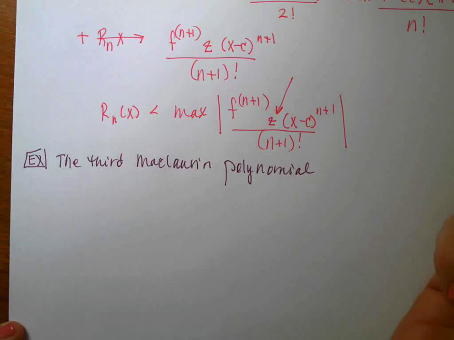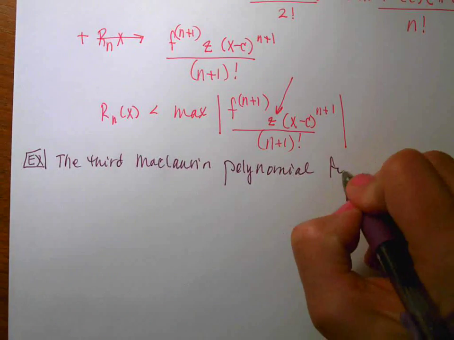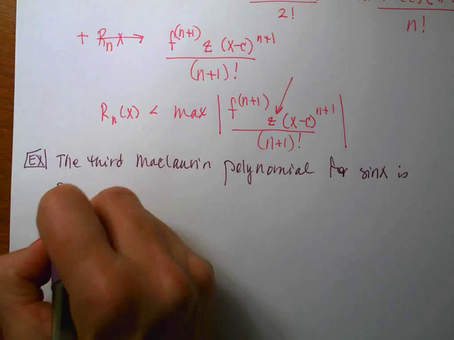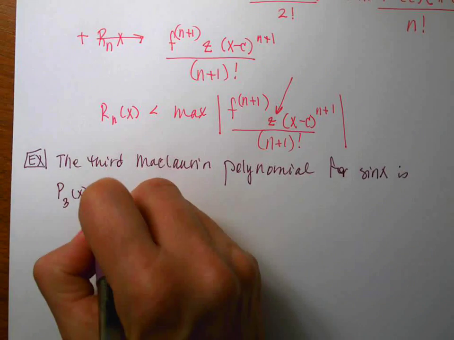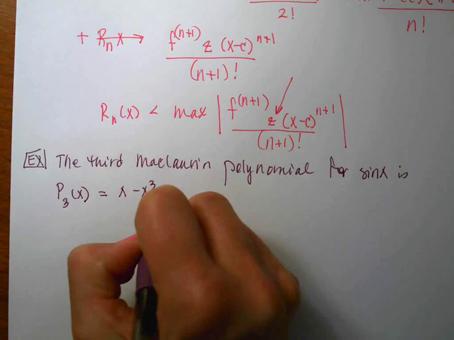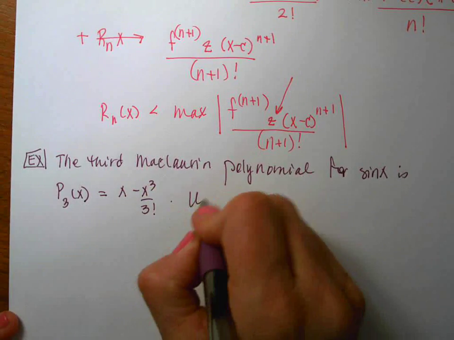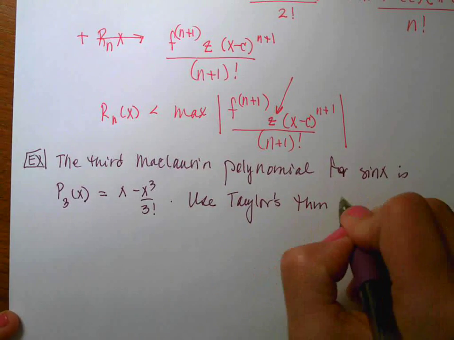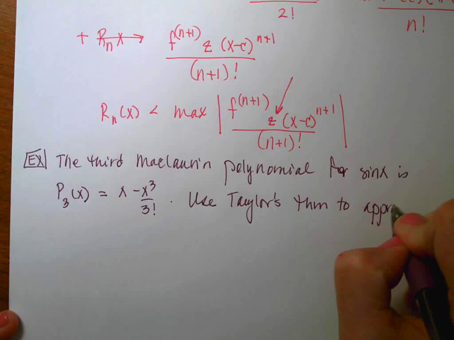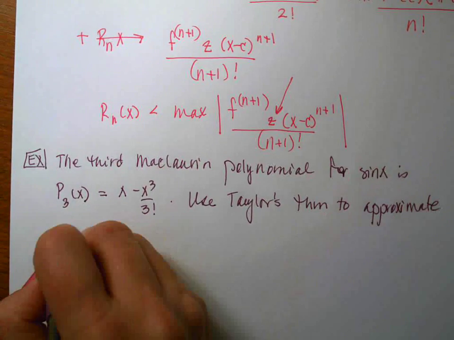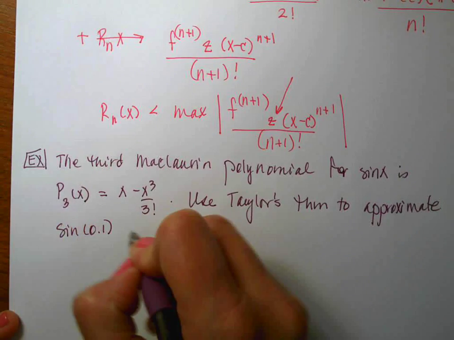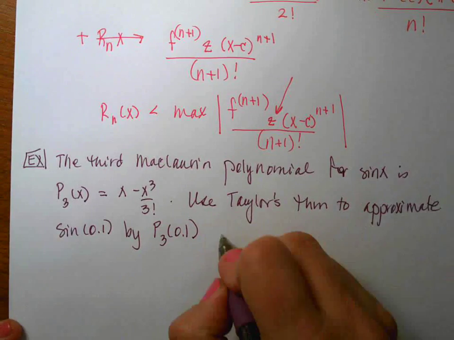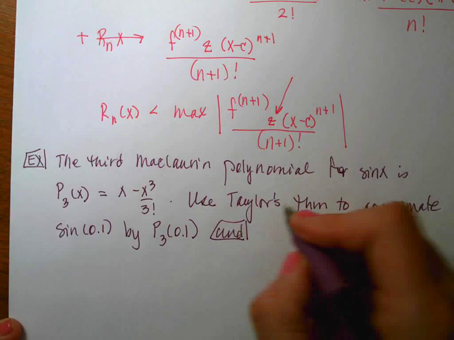Remember, a Maclaurin polynomial is a Taylor polynomial where c is equal to 0. For the sine of x, and we did this math earlier, so we're going to bring it back in, and then this was x cubed over 3 factorial. So we want to use Taylor's theorem to approximate the sine of 0.1, and we're going to use our third degree polynomial to do that.